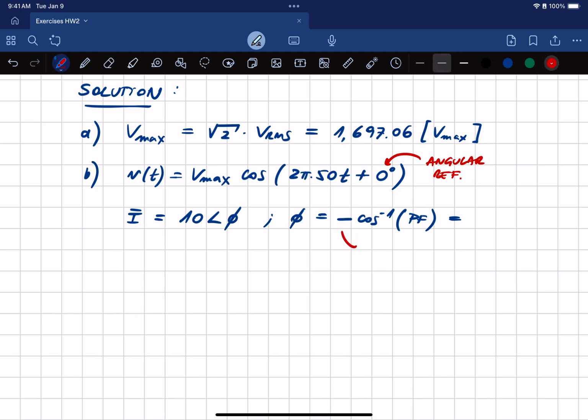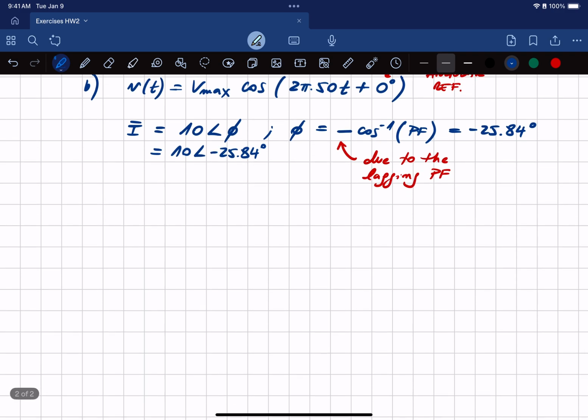Let's make it explicit here. Due to the lagging power factor, this is going to give us exactly minus 25.84 degrees. So our phasor is essentially 10 angle minus 25.84 degrees amps RMS.